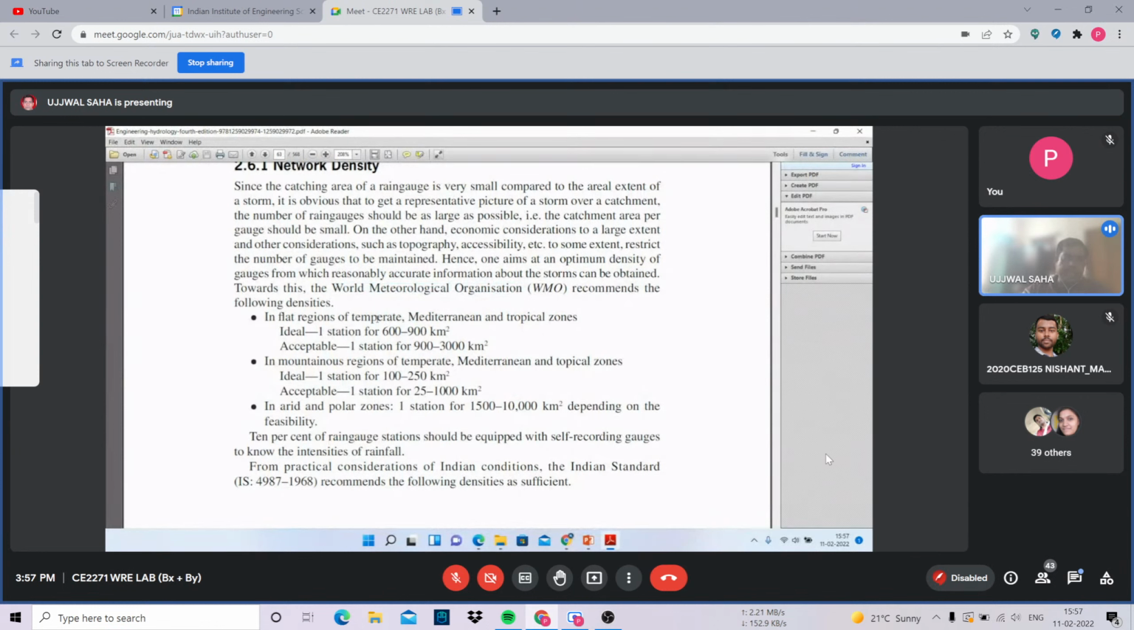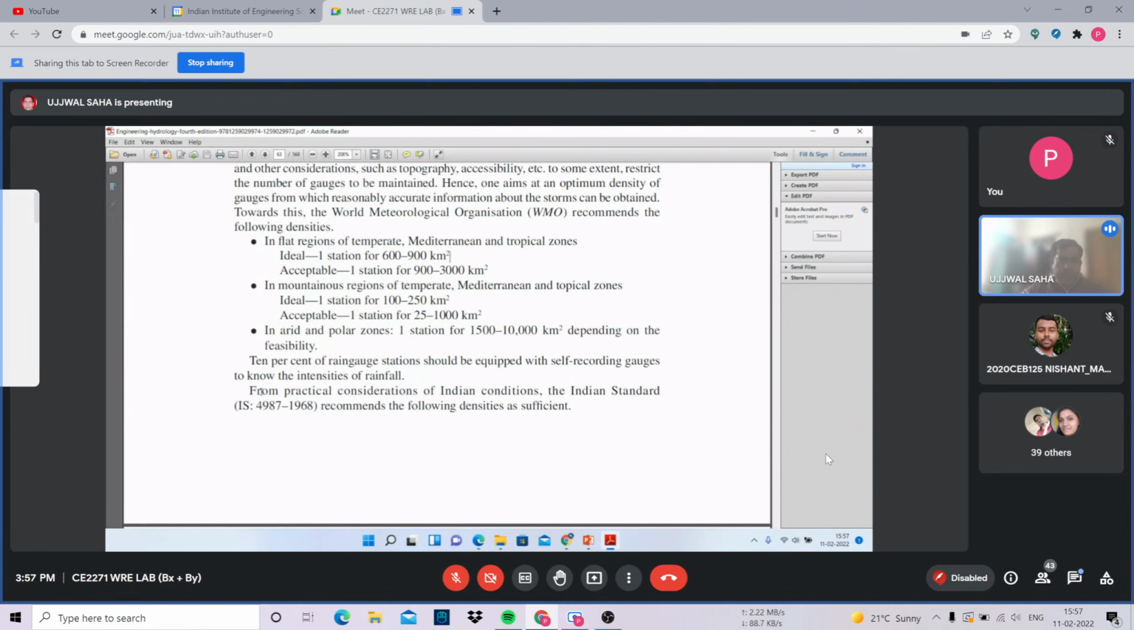In flat regions of temperate, Mediterranean and tropical zones, the ideal is one station for 600 to 900 square kilometers. That means a 30 kilometer by 30 kilometer area. In mountainous regions, the area requirement is lower, because in mountains the variation is high.